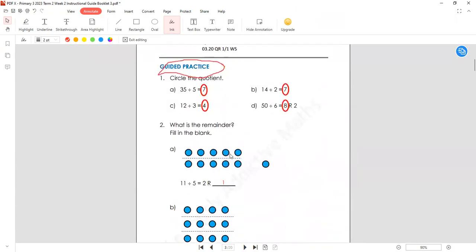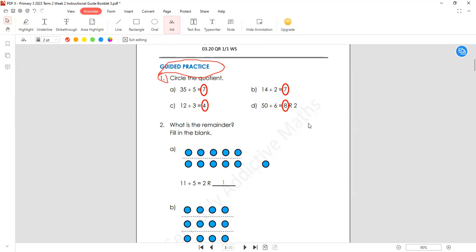All right, so this will take some time. Get them to do the guided practice. If you think that you need to demonstrate a few more questions, you can do it. But I think this first question is important. Not all the time would there be a remainder. You can reassure them.